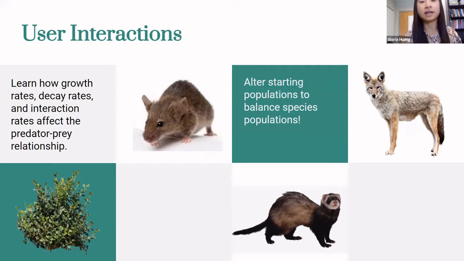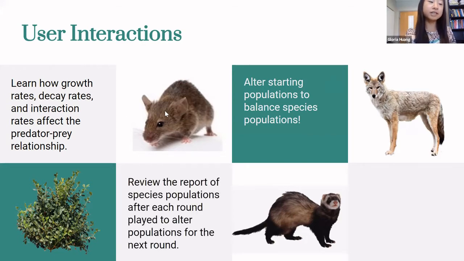This is achieved on the Change Population screen. Altering these populations will change the differential equation model and thus the resulting populations from solving the equations. And after each round, the user will view a current state report showing statistics of each species population during that round. This includes the maximum and minimum populations and the average time length of one cycle.